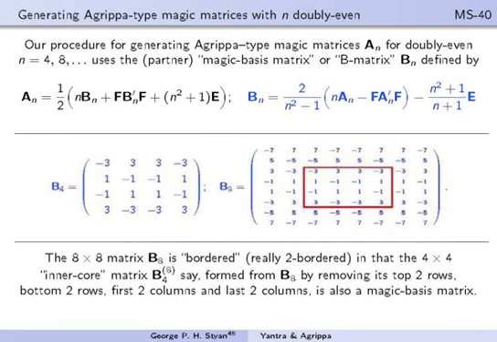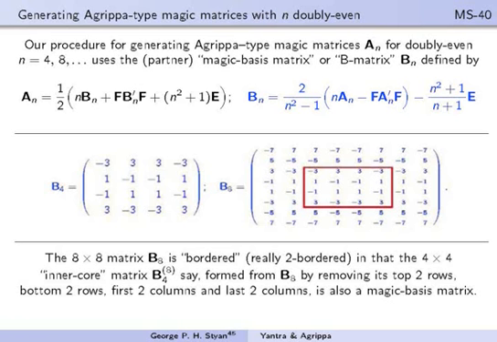Our procedure for generating Agrippa-type magic matrices appears to differ from the algorithm given by MATLAB, and it uses a partner or B matrix or magic basis matrix B_n defined as above. You take the matrix A_n multiplied by n, then take its transpose and do a double flip and some scaling. You can go back and forth. A_n is uniquely determined by B_n and vice versa.